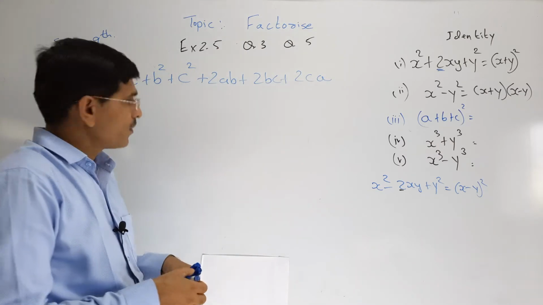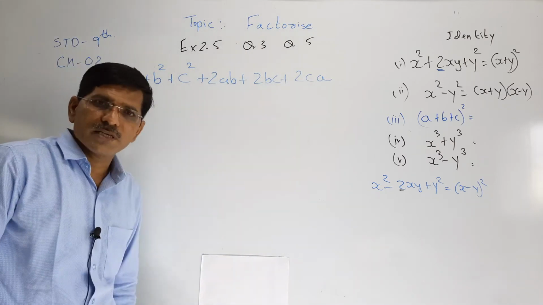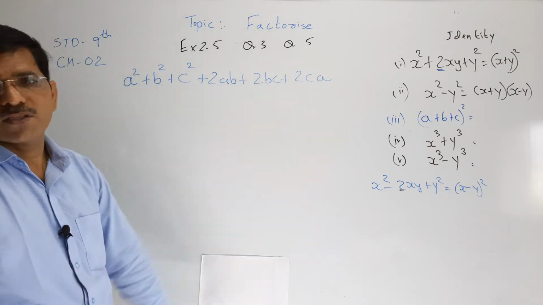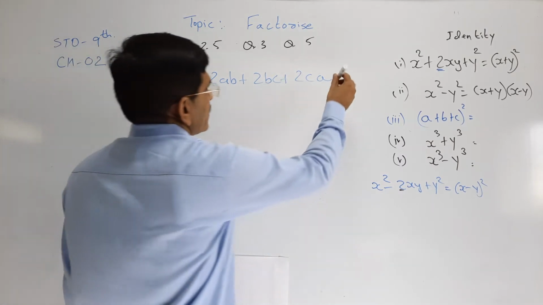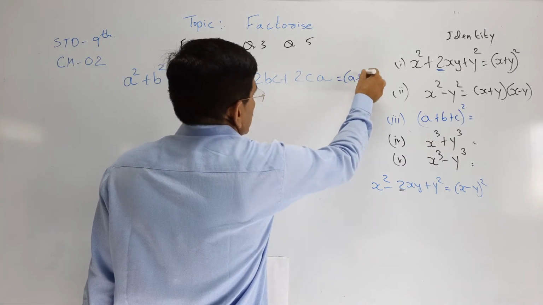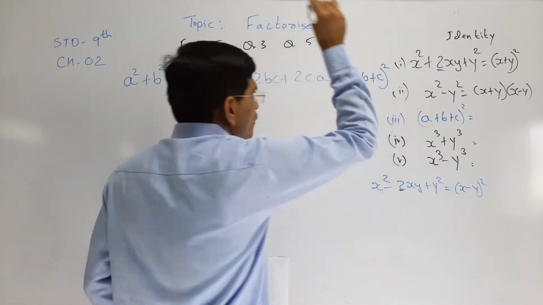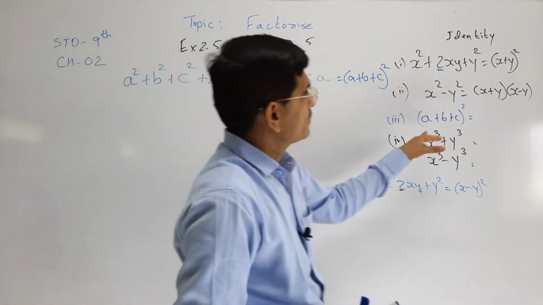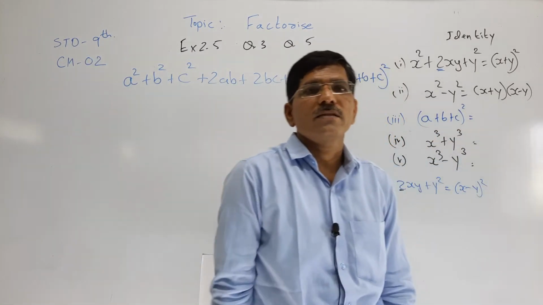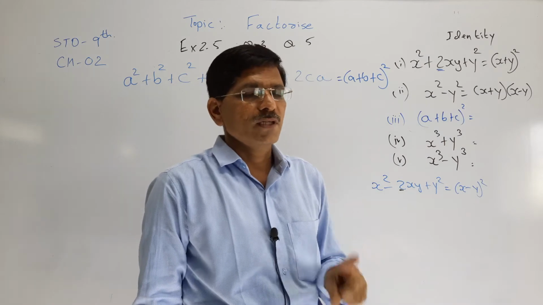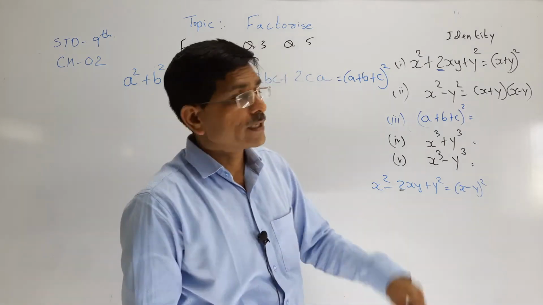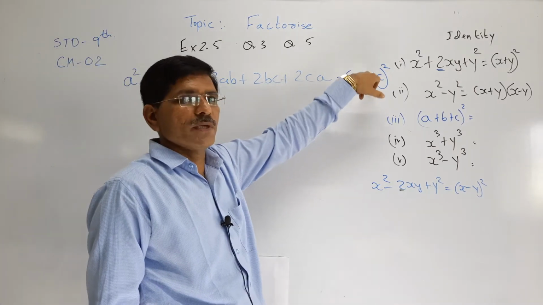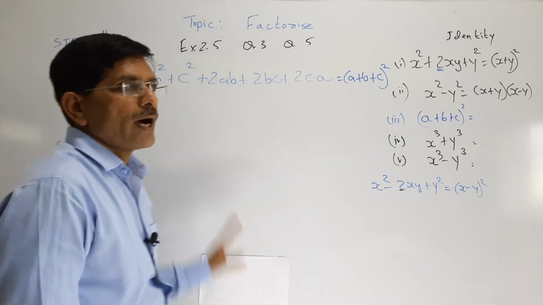If the question is in the form of a square plus b square plus c square plus 2ab plus 2bc plus 2ca, then the answer is (a plus b plus c) whole square. That is my answer, (a plus b plus c) whole square, that is called expansion. But if the question is in the form of expansion, then the answer must be (a plus b plus c) whole square. How do we have to remember?